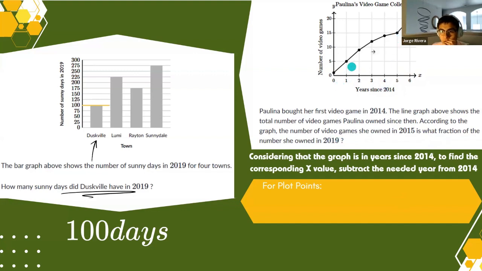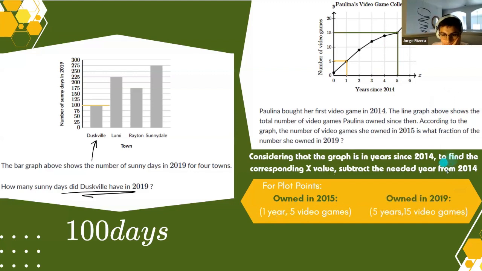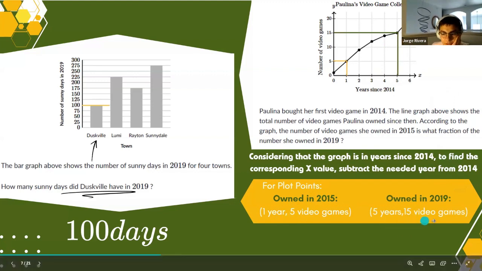And so we have here 5 versus 15. So considering that the graph is in years since 2014, to find the corresponding x value, we need to subtract the needed year from 2014. So here we can denote that it's 5 and it's 1, and here we can denote that this is 15 and it's 5 years. So in 2015, it was 1 year later, and she owned 5 video games, and in 2019, it's 5 years later, and she owned 15 video games.